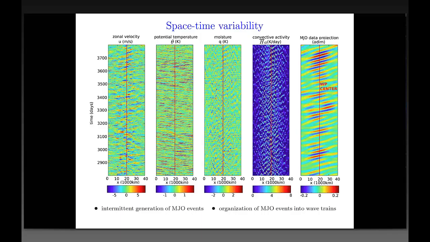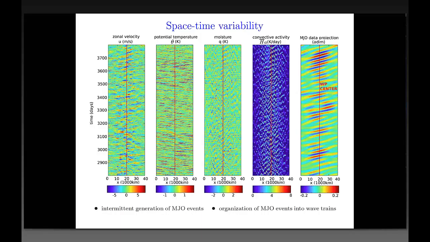And now what you see is much more variability in these MJO events, and I think the MJO signal is probably clearest in the zonal velocity. Up here towards the top, you can see a sequence of one, two, three, four, maybe five in a row. Then there are also plenty of quiet times where there's not much MJO signal, like down around 3,500 days, and maybe down around 2,800 days as well.